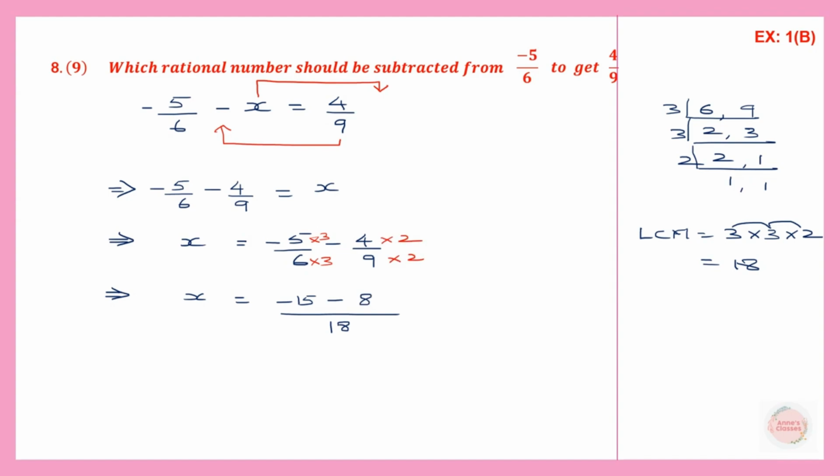So here what do we have? x is equal to minus 15 minus 8. Signs are the same. Put the same sign and add. 15 plus 8 is 23. So we have 23 by 18. Minus 23 by 18 is our answer.